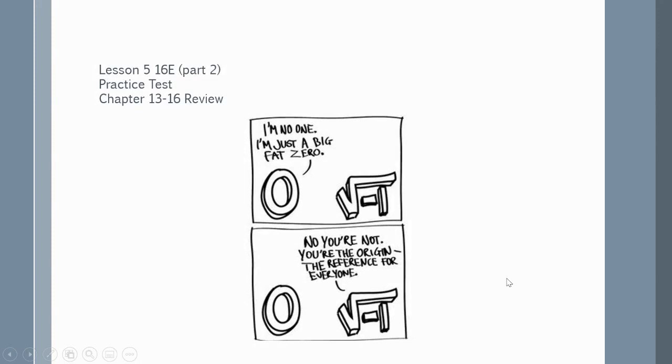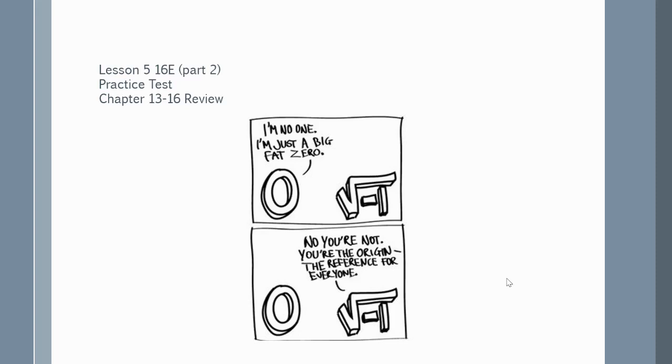So you can have a go at the 16E part 2, the chapter review, and also there's a chapter review in the exercise book that's a revision of chapters 13 to 16, and that is just chapter 17 in the textbook, and that might be a good idea to do over the holidays at some point.